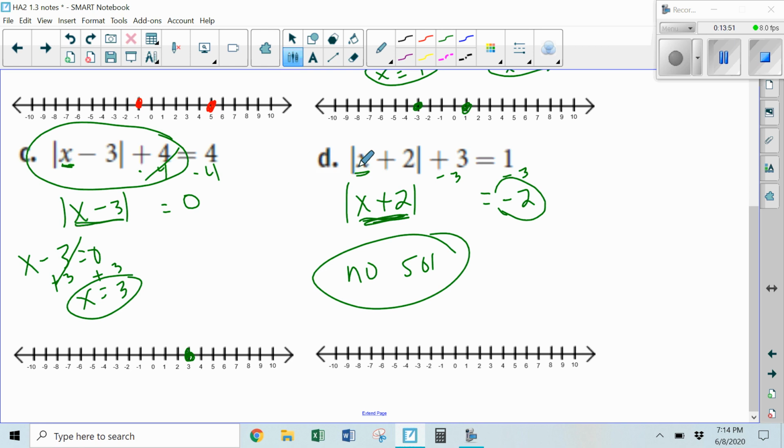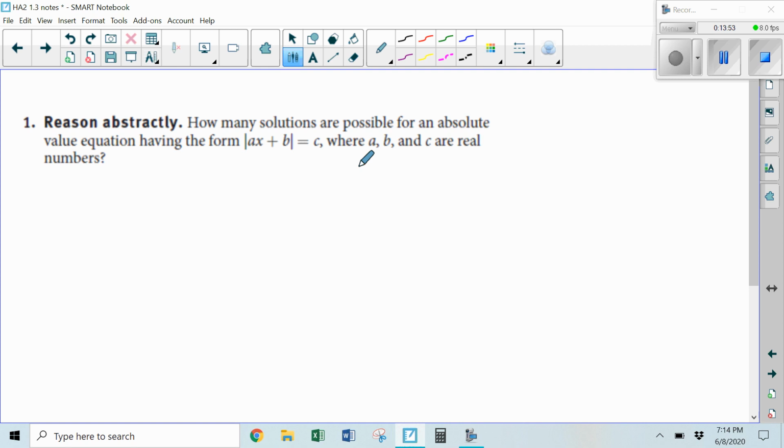All right, flip the page. Number 1. How many solutions are possible for an absolute value equation having the form where A, B, and C are real numbers? So how many solutions can I have? Notice this is isolated and I have a value for C there.